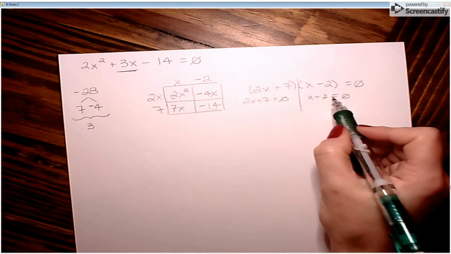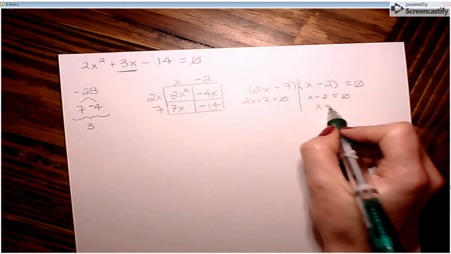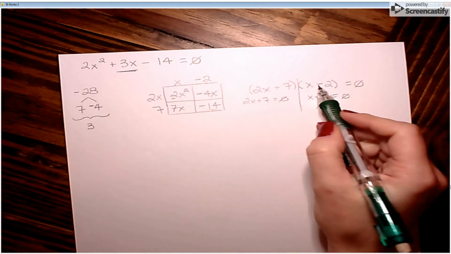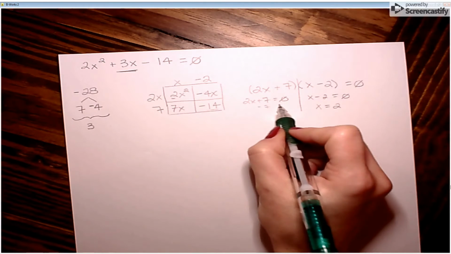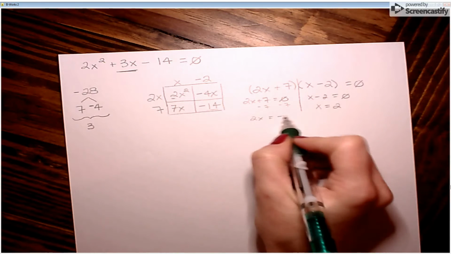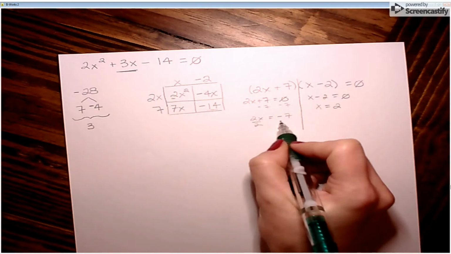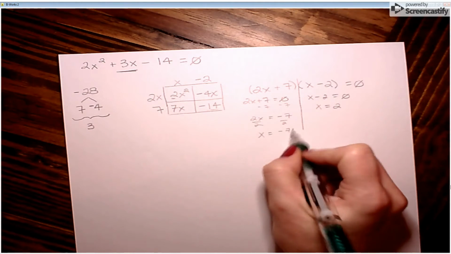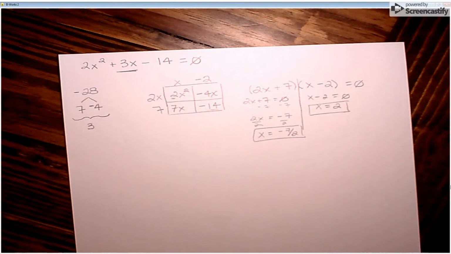I'm going to start with this one. There's a lot less work here to do. I just add 2 to the other side, so that tells me that this factor would be x equals 2 to create a factor of 0. On this side, I'm going to have to subtract 7, and then I'm also going to have to divide by 2 because I'll get 2x equals negative 7. And then I'll need to divide by 2, and I will get that x is equal to negative 7 halves. So there are my 2 roots.